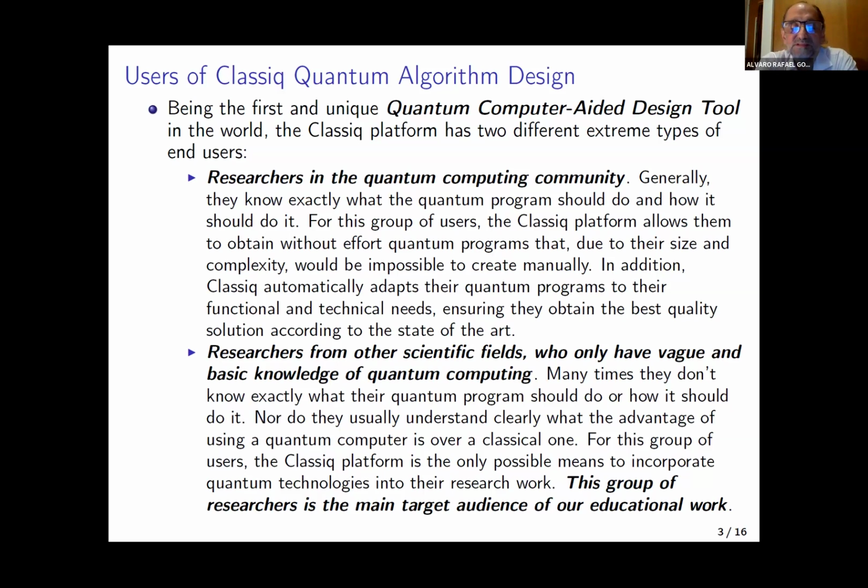Imagine that this exists. This group of researchers or professionals who can't understand mathematics, physics, and computer science is a new group of potential users of the Classiq platform and potential researchers in quantum computing. But the issue is how to reach them, how to obtain the knowledge they need.